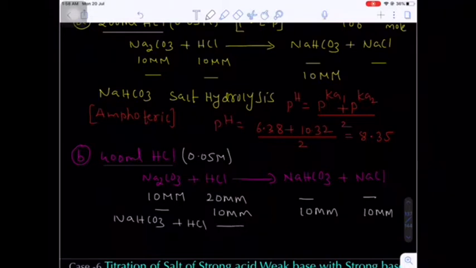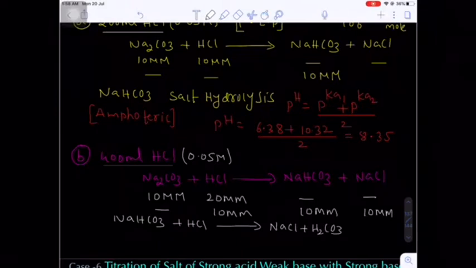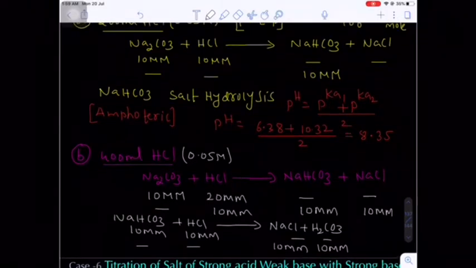Sodium chloride is a salt of strong acid, strong base, so it does not react in the solution. Now in the solution you have sodium bicarbonate plus hydrochloric acid. So there is a second buffer solution. Sodium bicarbonate plus hydrochloric acid gives sodium chloride plus carbonic acid. Sodium bicarbonate is 10 millimoles, hydrochloric acid is also 10 millimoles. That means both are limiting reagents. So you have 10 millimoles of NaCl and 10 millimoles of what?